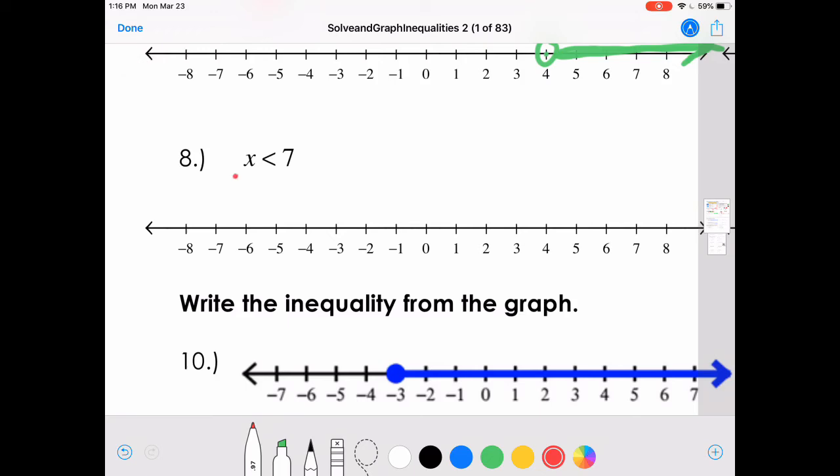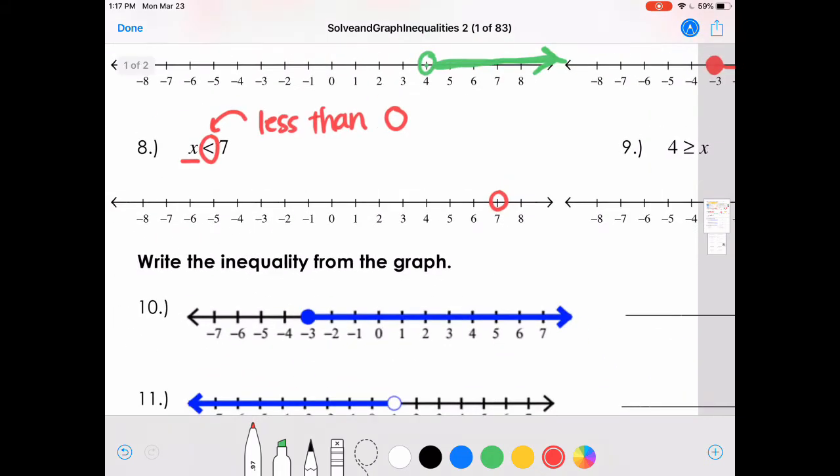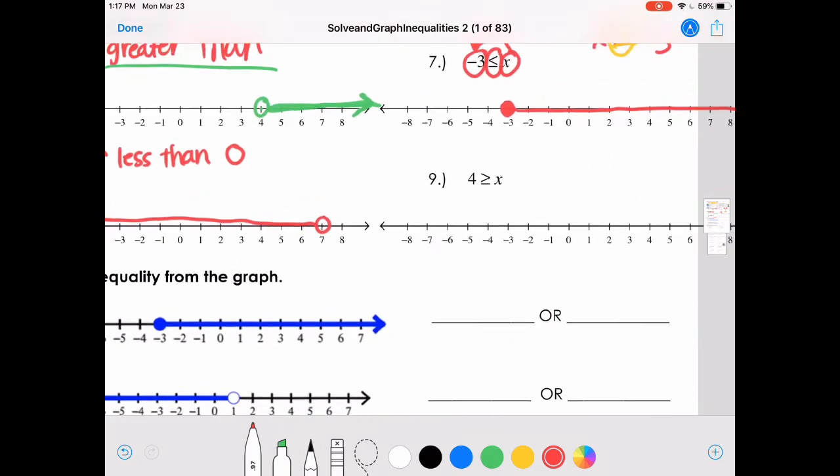Okay, so the next problem I did was number 8. X is already on the left, so you just want to look at your symbol. Your inequality sign is a less than sign. It doesn't have an equal to, so I know it's an open circle on 7. So I'm going to go ahead and shade to the left because it's less than.